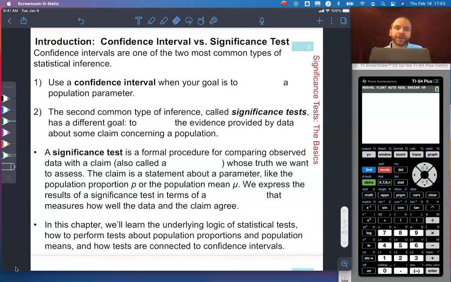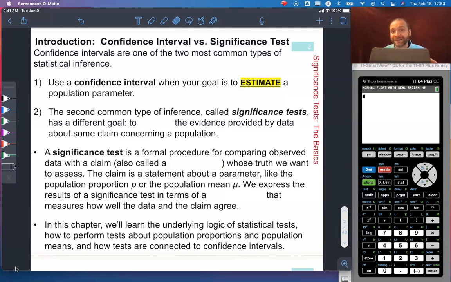Before we begin, we need to look at confidence intervals, where we were, to where we're going, which is significance tests, because those are the two most common ways to perform statistical inference. The main goal for confidence intervals was to estimate an unknown population proportion. In other words, we didn't know mu or we didn't know p, and we took a sample, we created an interval, and we tried to capture that unknown parameter.